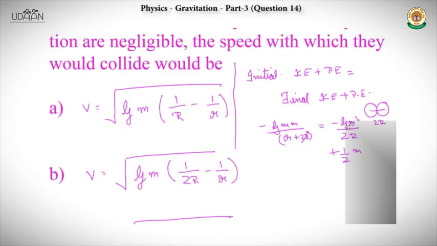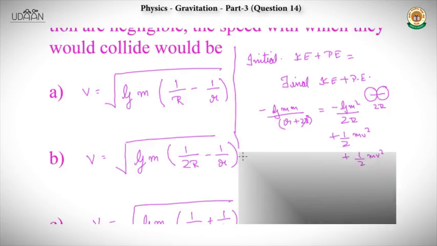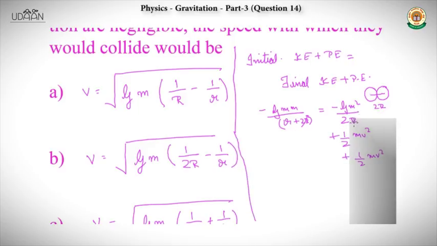Correct. Okay, and the kinetic energy would be half mv square plus half mv square. Because once they collide, both of them will have independent kinetic energies, whereas the gravitational potential energy would be the same for them. Gravitational potential energy is for any two objects, it's not for one object. So when I write that this is the gravitational potential energy for these two objects, this would be the formula.